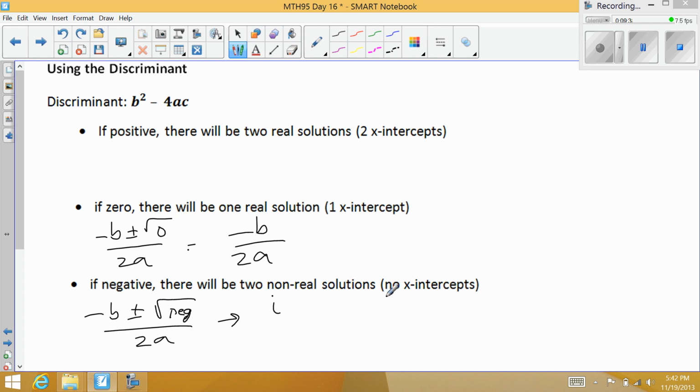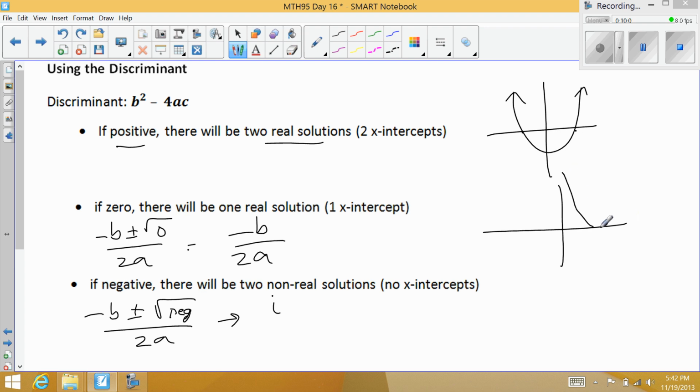Graphically, if you think of what the graph of a quadratic equation looks like, it's a parabola. This will correlate. If we have a positive discriminant, 2 real solutions, the parabola will intersect the x-axis in 2 places, and there'll be 2 x-intercepts. If the discriminant is 0, there's only going to be one real solution, and that corresponds to a parabola that just touches the x-axis at one spot, so one x-intercept. And if the discriminant's negative, that corresponds to a parabola that never intersects the x-axis, with no x-intercepts.